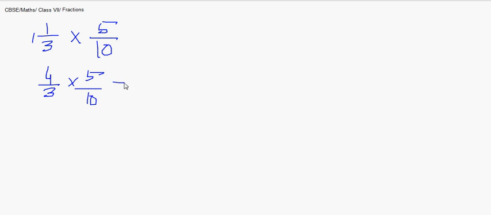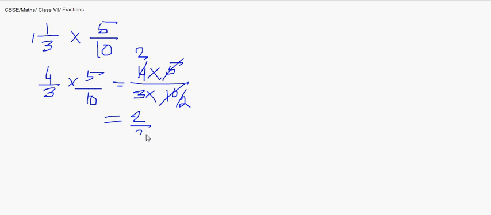We can write this as multiplying the numerator with numerator and the denominator with denominator. Now try to reduce it. 5 cancels 10 by 2, it gets 2. 4 cancelled by 2 gives us 2, so the answer becomes 2 by 3.